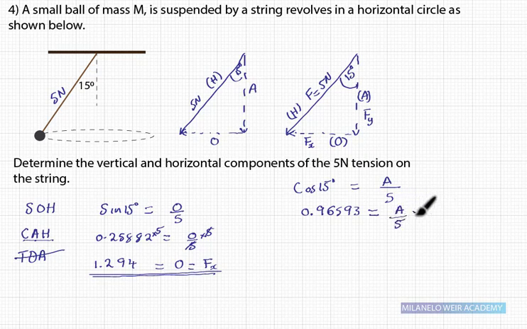What do we do? We multiply both sides by 5. This cancels out. So I'll multiply this by 5. What do we get? We get 4.8229 is equal to A, which is Fy.